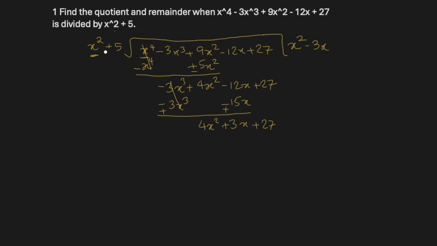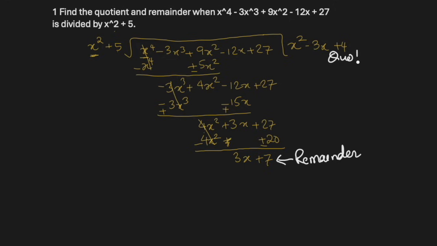Now I need to multiply x square with 4 so that I get 4x square. So I'll write 4 here. So 5 times 4 is 20, so 20 will be here, and they will change the sign, cancels out, so we get 3x plus 7 here. So we got our remainder here, and this is the quotient. These are the two things they were asking.